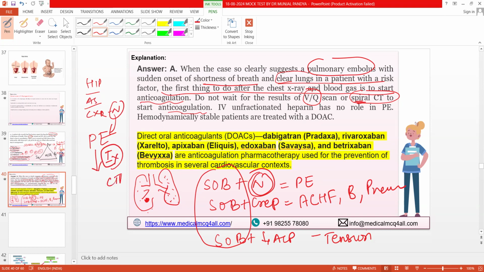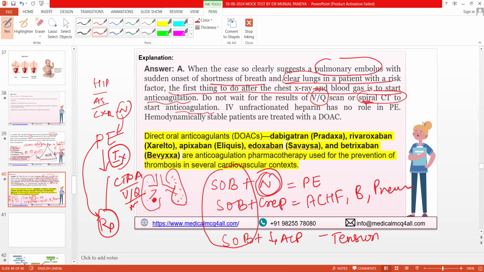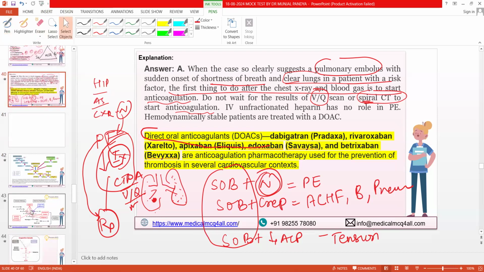Even if you do CT pulmonary angio, a VQ scan, or any fancy scan, eventually you have to give treatment. So in a strong clinical suspicion, start the treatment. Don't waste the time. This is how it works and this is what they want in the exam, right? So you start the treatment, and this is NOAC, as she rightly told, a direct oral anticoagulant drug: dabigatran, rivaroxaban, apixaban, and a lot more newer drugs are coming into the market.